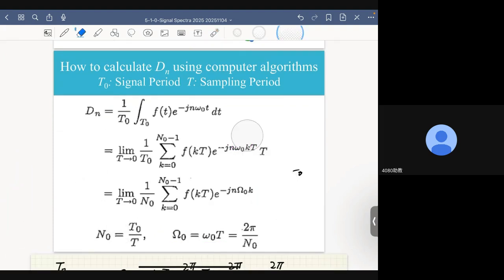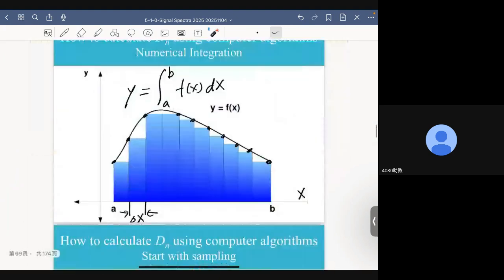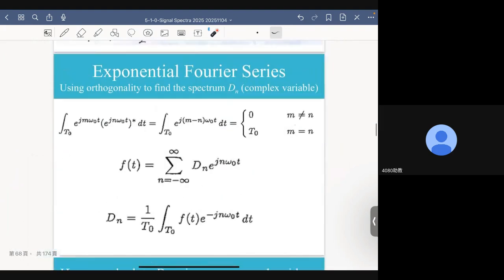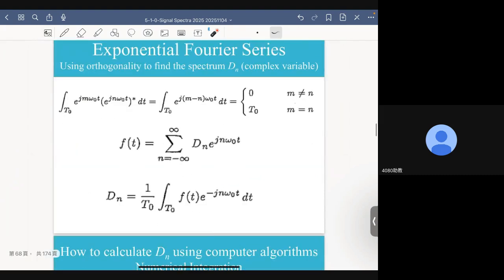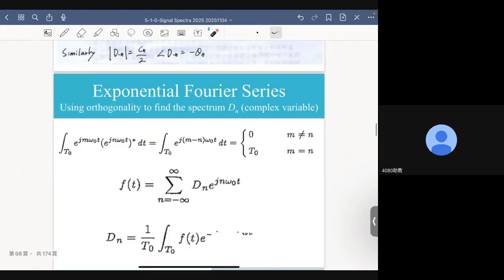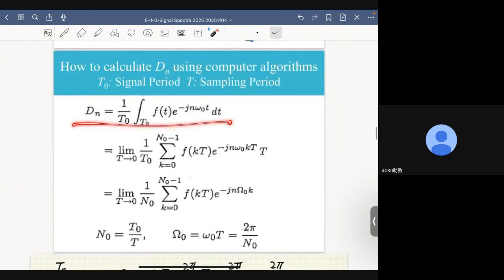Now let's develop the algorithm, which is what we call DFT. What is it supposed to mean? DFT, discrete Fourier transform, all right? Now, this is the formula that defines Dn. Note that Dn is the Fourier coefficients of the exponential Fourier series.